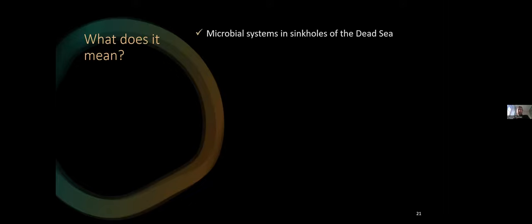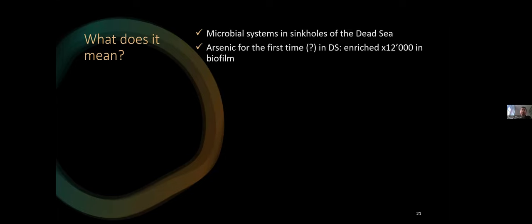First, we have microbial systems in the sinkholes of the Dead Sea, and they are super interesting because they are diverse and they show weird enrichments of elements, among them arsenic. That is for the first time, as far as I know, but if you have more information, I would be super happy to hear about it. For us, it is the first time that there is so much arsenic detected in the Dead Sea environment.